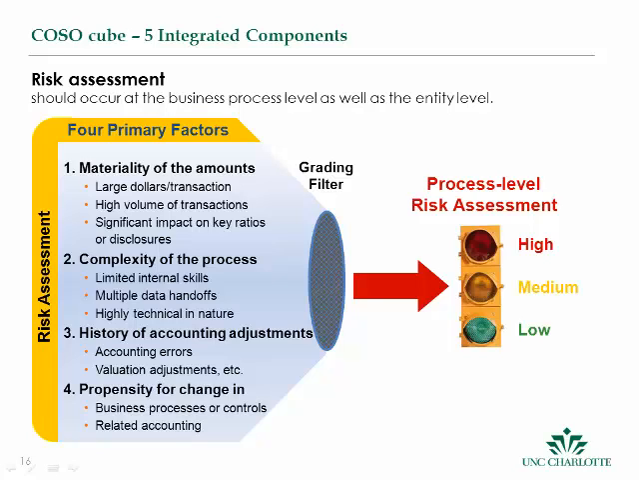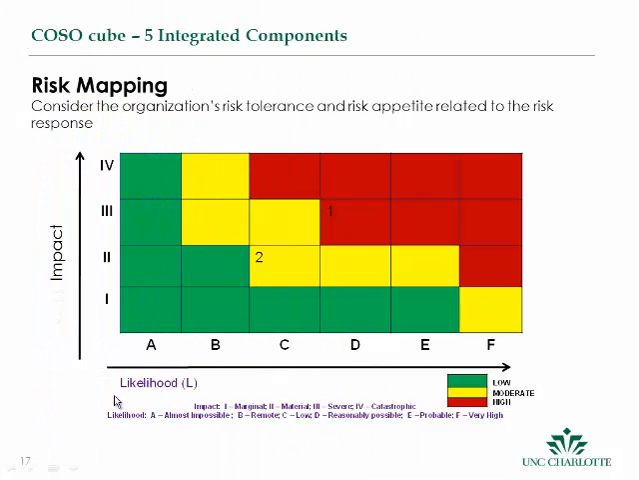Obviously, these 4 factors are meant to be applied to financial processes in nature, but the same type of factors can be applied to any business process. This should help us to assess risk for the process in question in terms of likelihood and impact. Here we see a risk map where the x-axis shows likelihood, where A is almost impossible, B is remote, C is low, D is reasonably possible, E is probable, and F is very high.